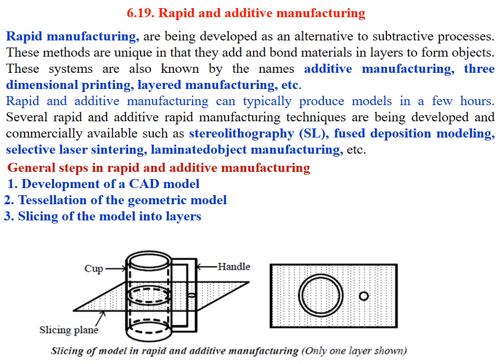Rapid and additive manufacturing. Rapid manufacturing processes are being developed as an alternative to the subtractive manufacturing process. Making a solid object traditionally involved a series of processes using a variety of tooling and machines, and it usually takes anywhere from weeks to months.